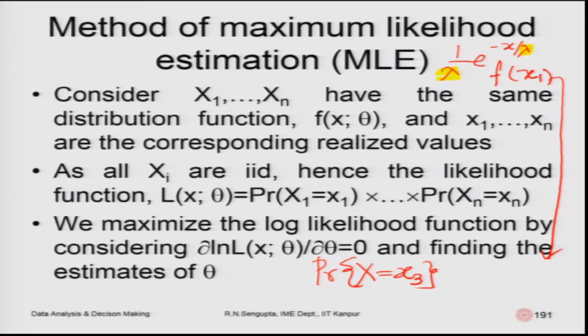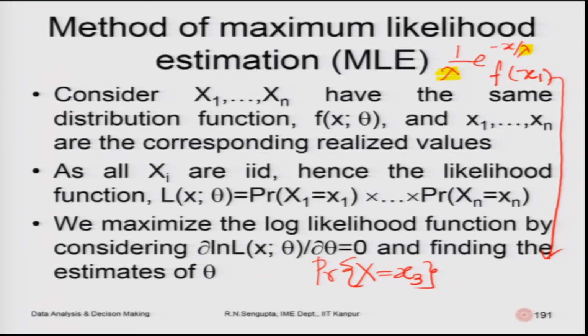So, consider x1 to xn have the same distribution function, they are IID, that means identically and independently distributed. The same distribution function f of x given theta, where theta is the parameter and is unknown, remember that, and x1 to xn are the corresponding realized values for capital X1, capital X2, capital X3 till capital Xn respectively. As all the xi's are IID, the likelihood function, corresponding to x taking x1 in the first case, x2 in the second case, x3 in the third case, and so forth till xn in the last case, is given by the corresponding probabilities being multiplied.